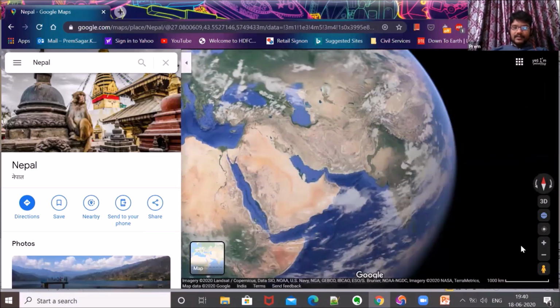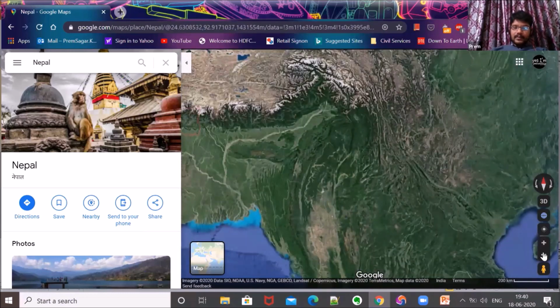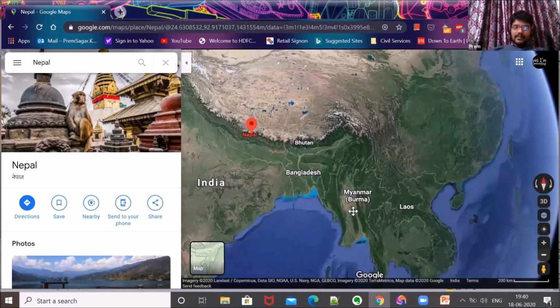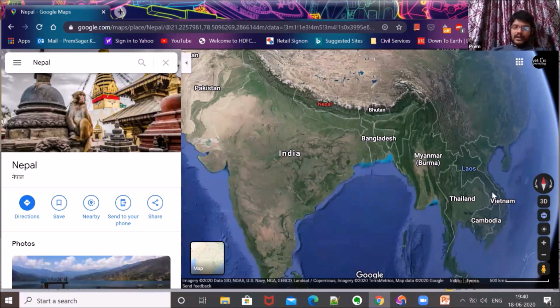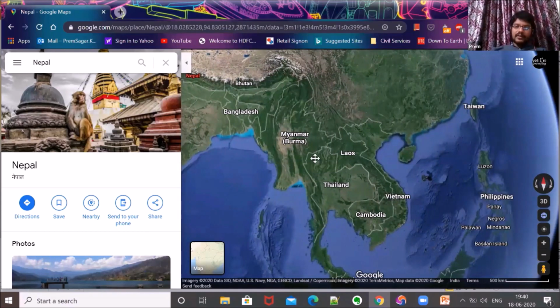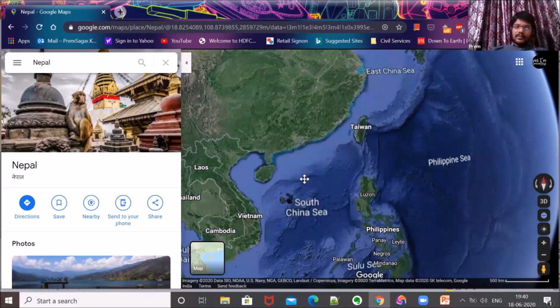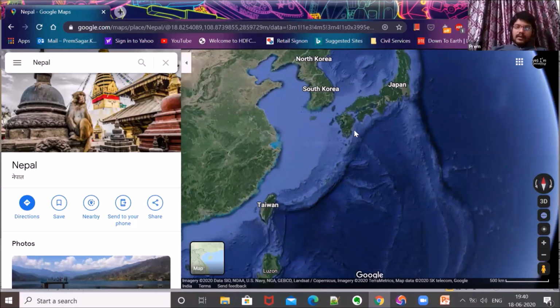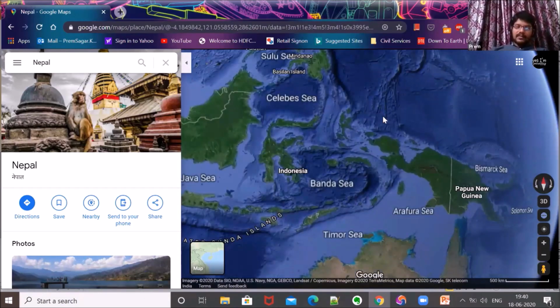So if this is the India map, this area, this entire India, Pakistan, Afghanistan is South Asia. And Myanmar, Thailand, Laos, Vietnam, Cambodia, these countries are called Southeast Asia. And further to the east, whatever countries are there, like China, Philippines, Taiwan, even Japan, South Korea, North Korea, and then down below, we have Australia and New Zealand. So all this part becomes East Asia.